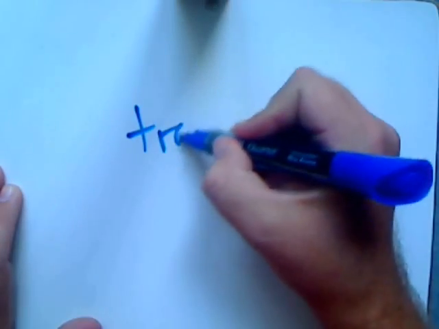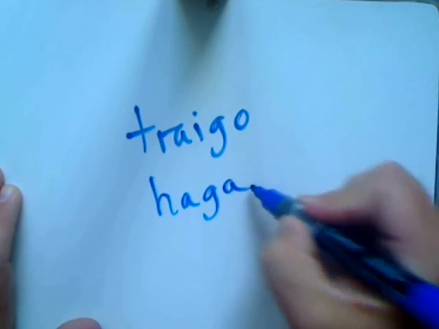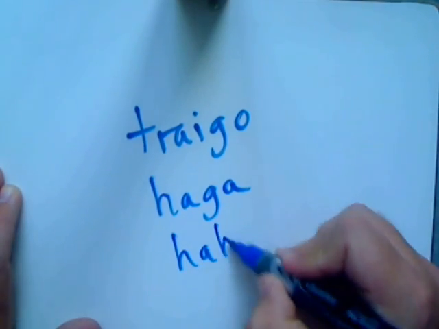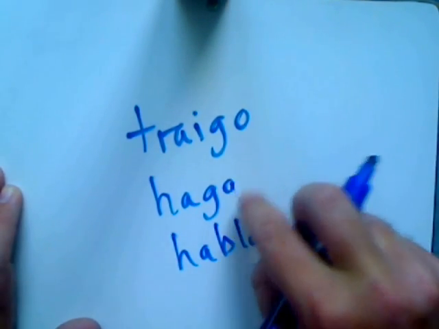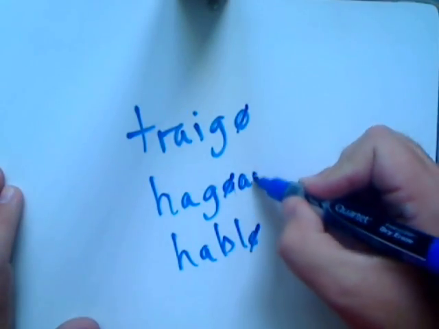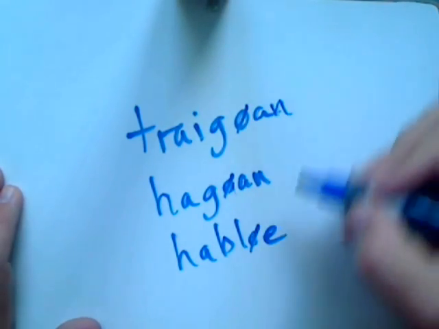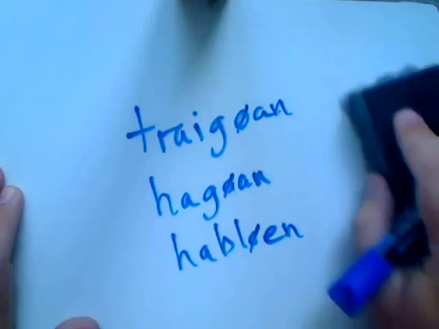So again, we start with the yo form of the present indicative, whatever the verb might be. And then we replace that O with the opposite vowel endings, making it plural, for example, or singular. Okay? And that's how we get those polite usted or ustedes commands.